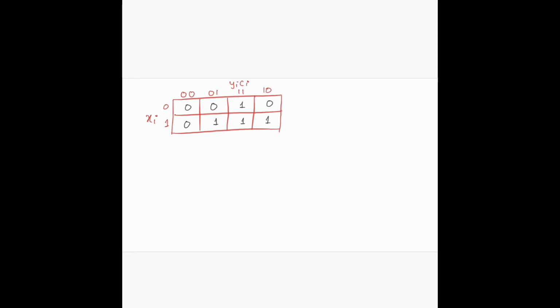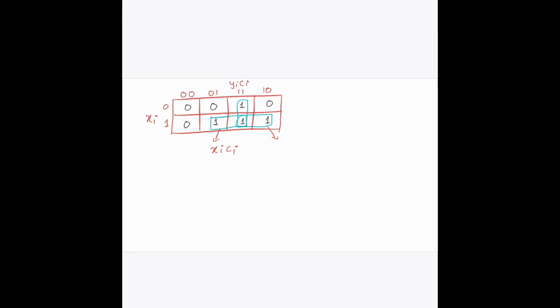So now group the cells as 2, 4, 8, or 16. So here the maximum grouping possible is only 2-cell subcubes. So we can group it this way and this way. So write the equations corresponding to each of these. So this grouping corresponds to xi is 1. Here the term which is not differing is ci. So we can write this as xi ci.